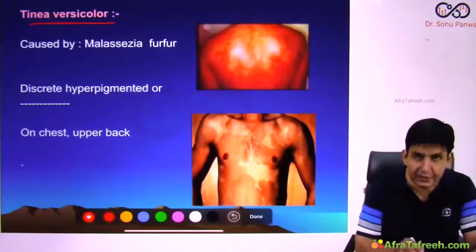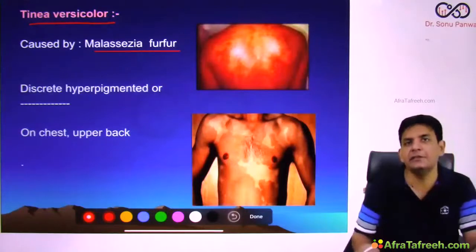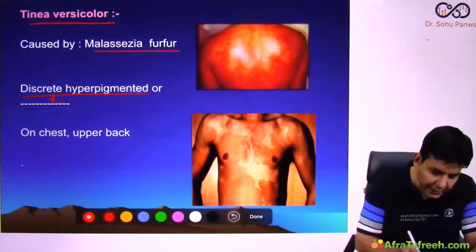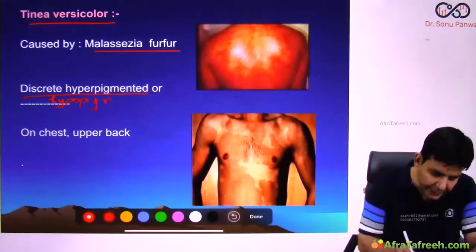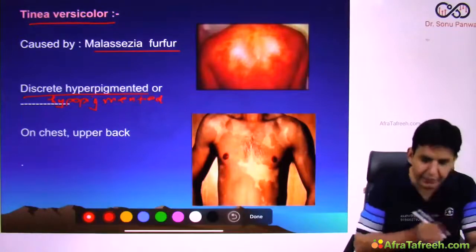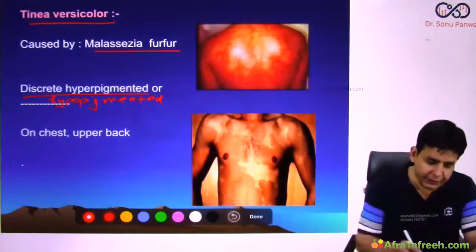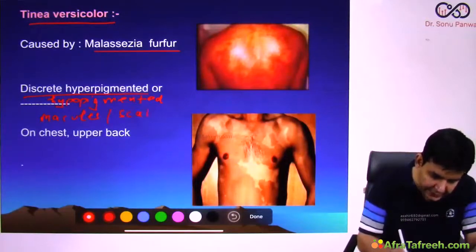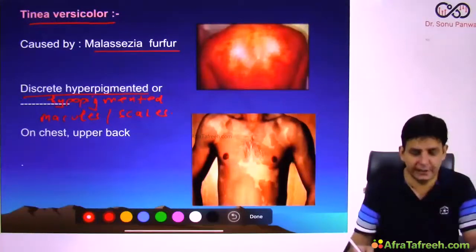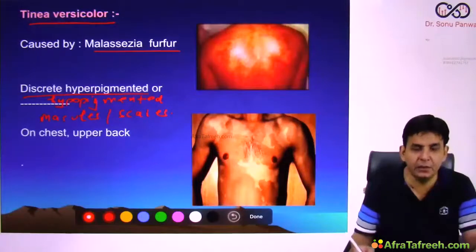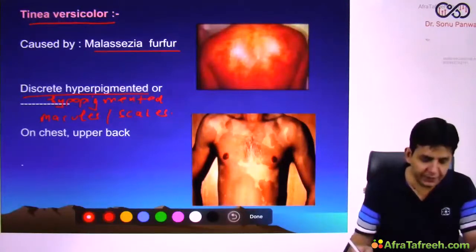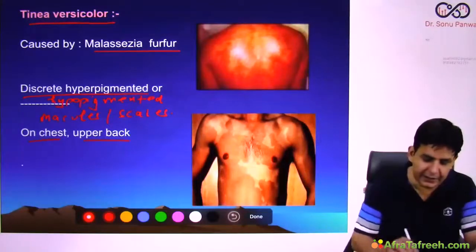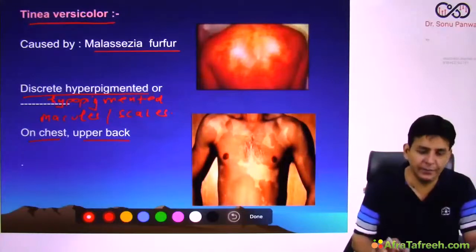So first of all we are talking about tinea versicolor, caused by what? Malassezia furfur. Okay, discrete hyperpigmented or hypopigmented macules or scales. Remember, both hypopigmented and hyperpigmented types are observed in this tinea versicolor. Okay, and commonly people confuse it with leprosy, so that comes in the differential diagnosis. On the chest and upper back you can see these types of lesions, formed by this particular fungus.